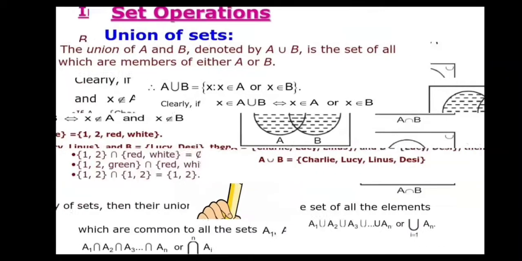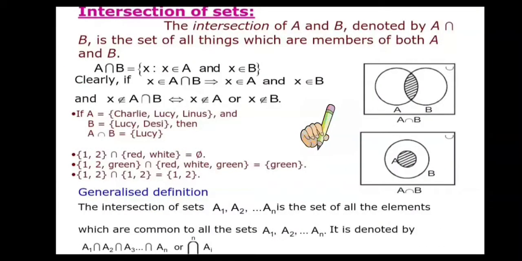Next, intersection of sets. What do you mean by intersection? Intersection of sets means between two sets there lies common elements. So intersection of sets A and B, denoted by A intersection B, is a set of all things which are members of both A and B. So this we can write as X such that X belongs to A and X belongs to B.